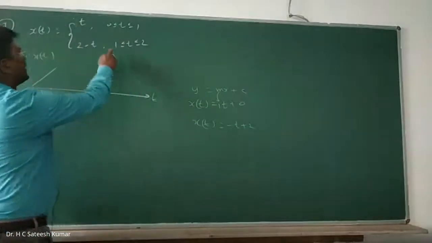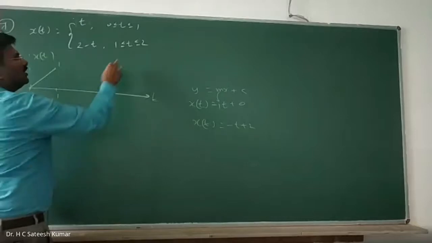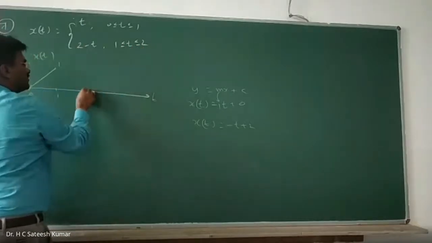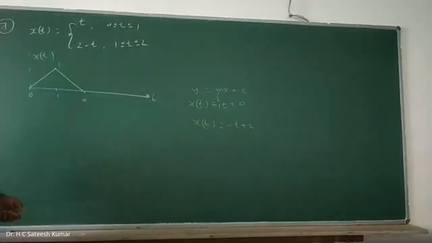For example, t is equal to 1. What is the value? 2 minus 1, that is 1. At 1, its value is 1. Put t is equal to 2. 2 minus 2 is 0. Since it is negative slope, it is decreasing. This is the problem. Refer problem number 2.